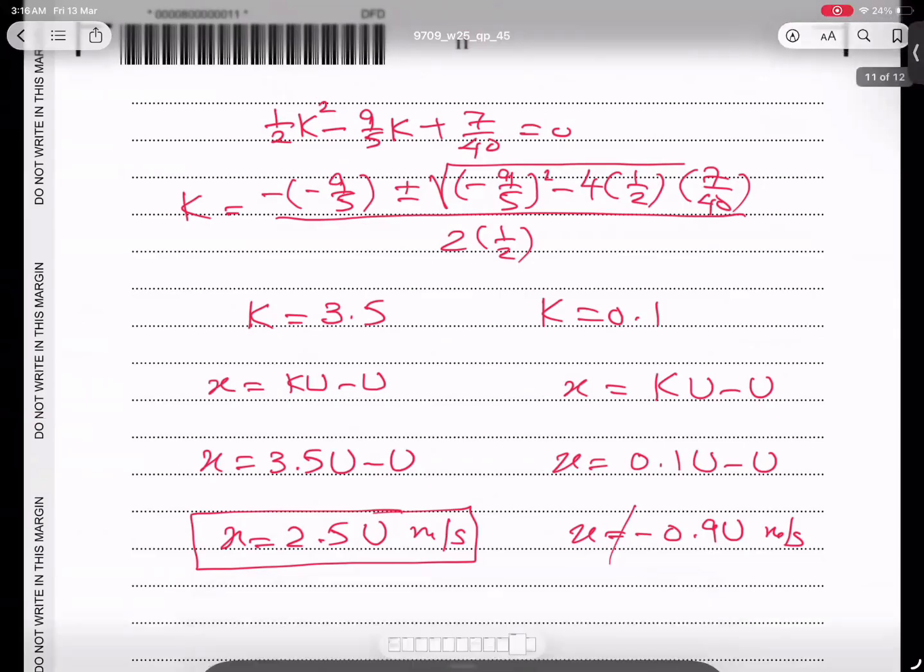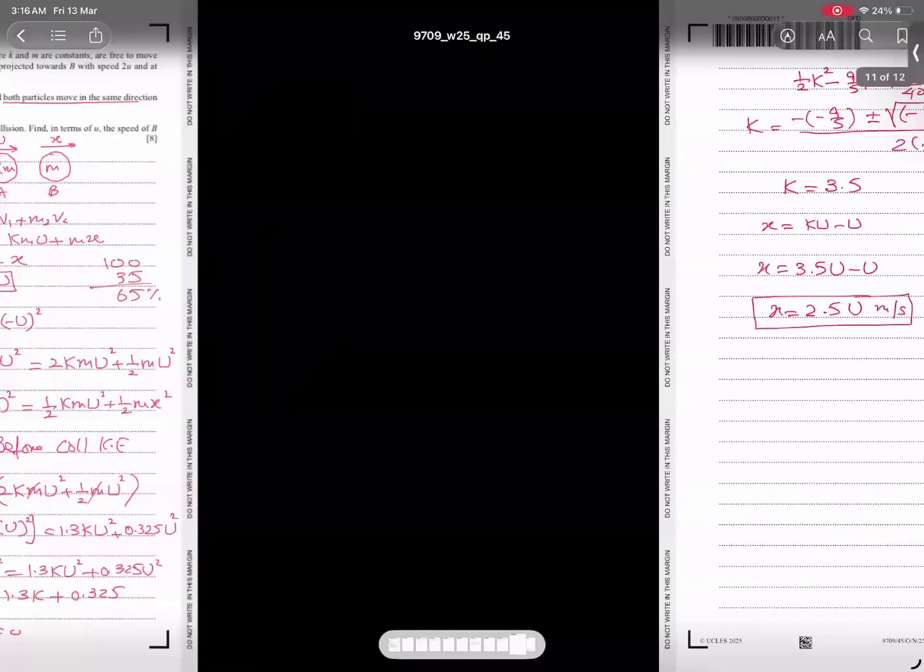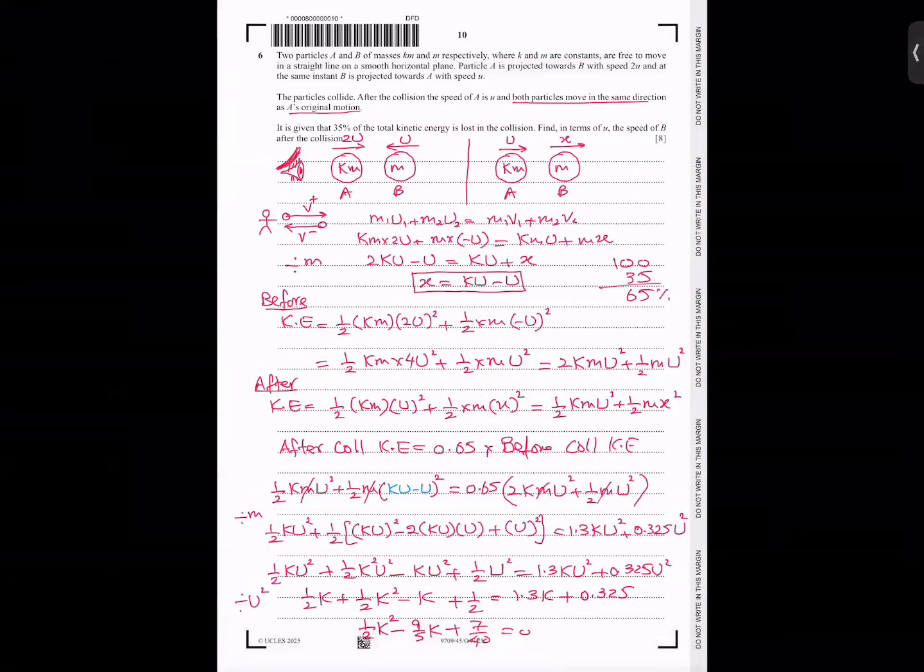I think the point is very clear, and the paper is completely over. Best of luck for the exams, and I pray for you, inshallah.